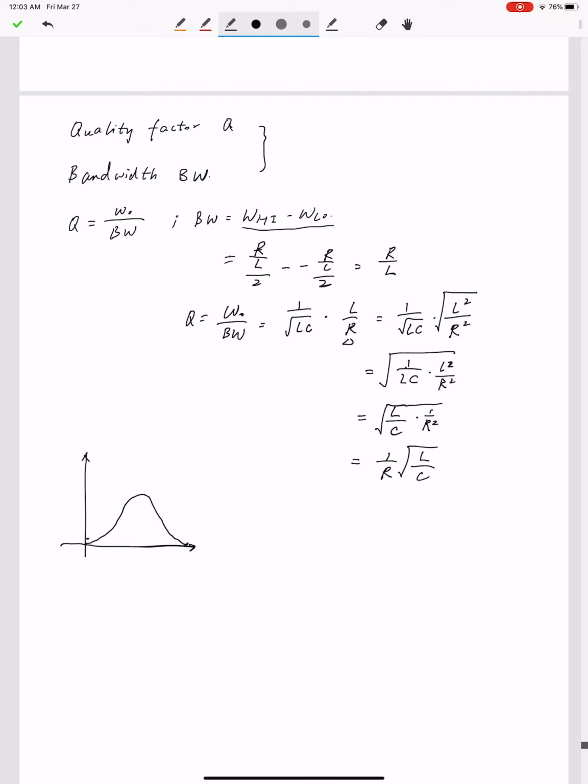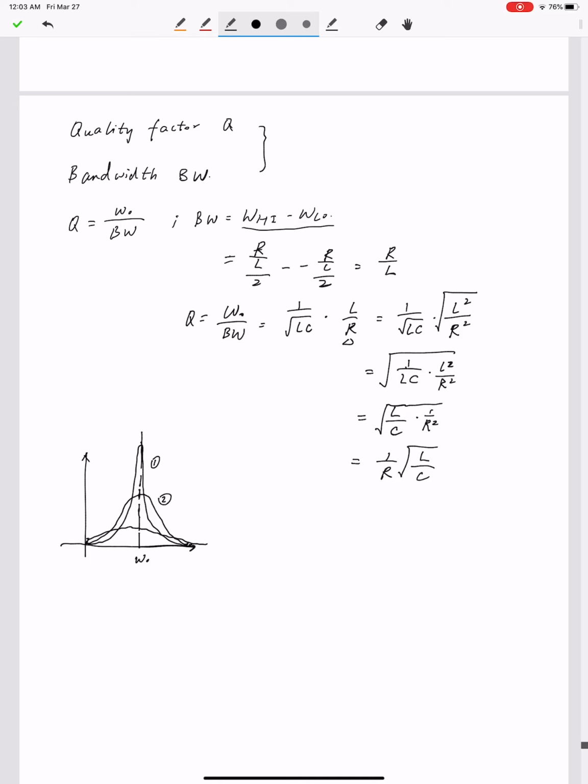So that's the first one. That's the second one. And that's the third one. These 3 plots, these 3 band pass filters, they have the same central frequency, but they have different quality factors. Which one has the highest quality factor?